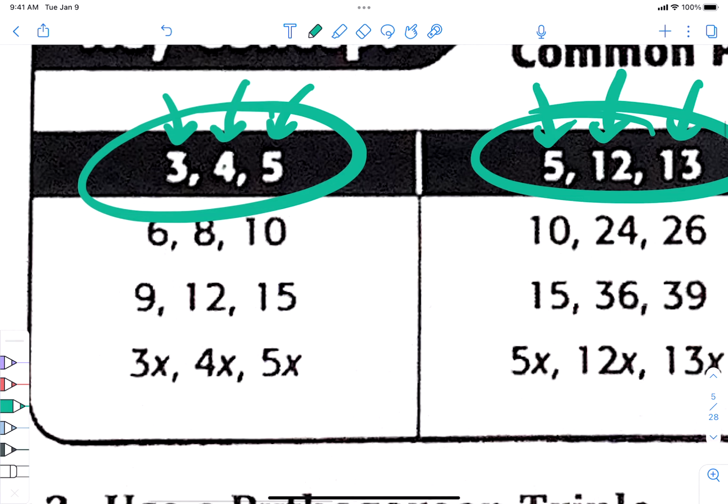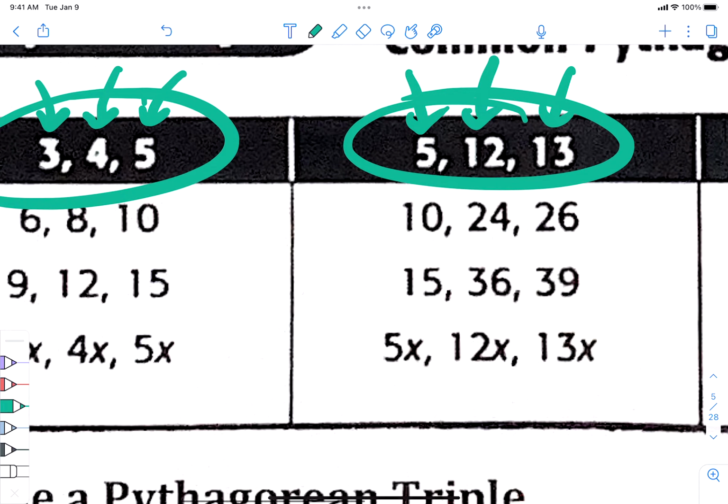3, 4, 5. Some of you do already know 3, 4, 5 triangles. Do you? Maybe? So 3, 4, 5, just remember that. 3, 4, 5 is a special right triangle. 5, 12, 13 is another one. So get those stuck into your head right now, and then you can take shortcuts.